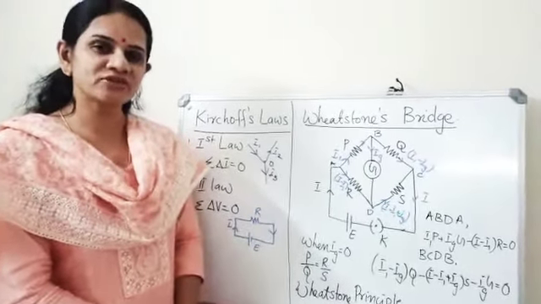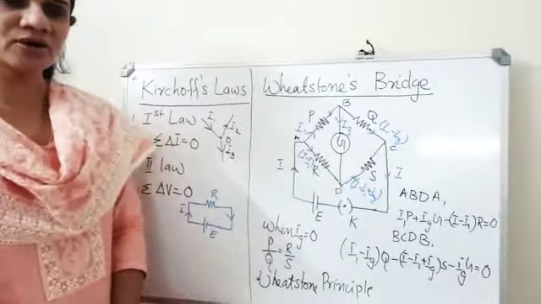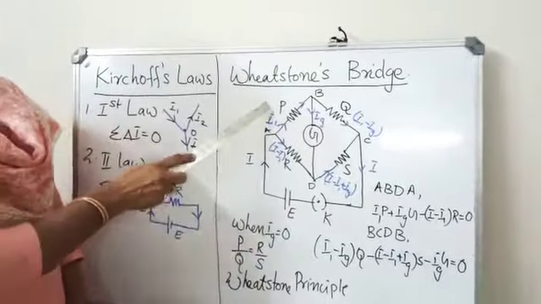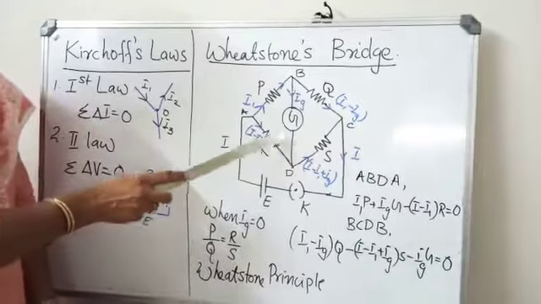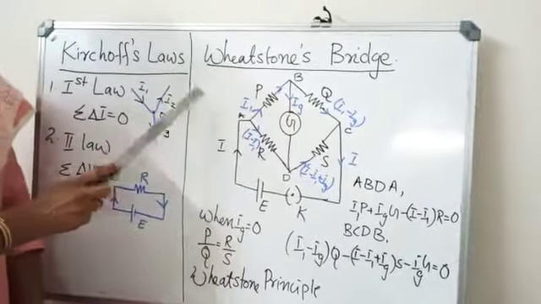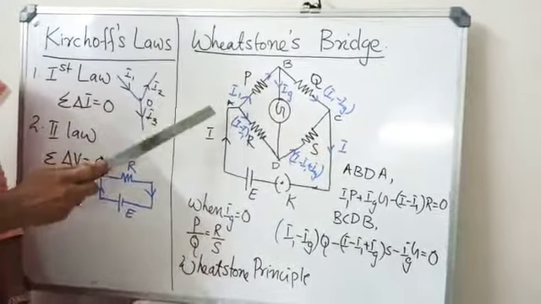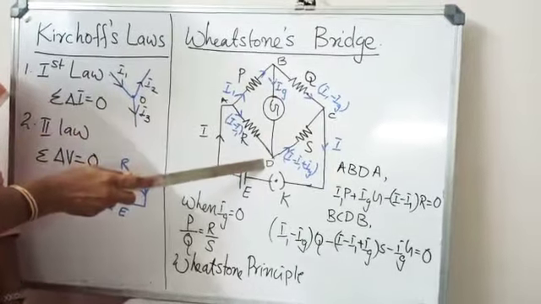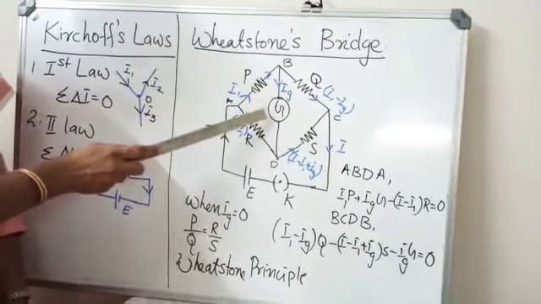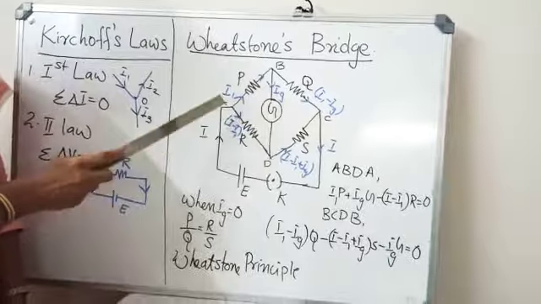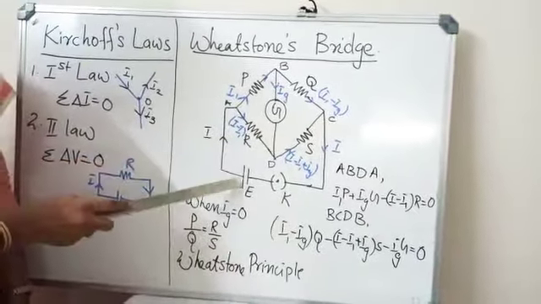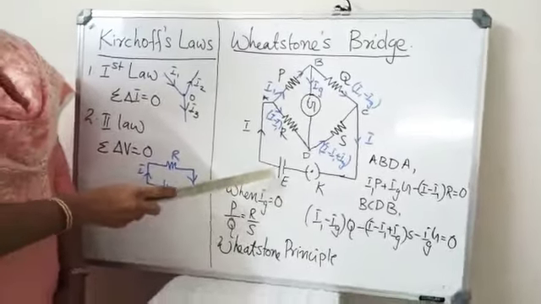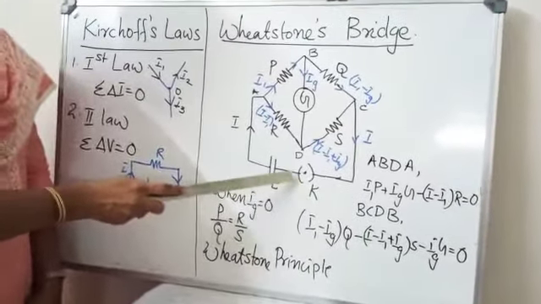You know what is a Wheatstone bridge? It consists of 4 resistors P, Q, R and S connected as shown in the figure. Across the junctions B and D, a galvanometer of resistance G is connected, and across the junctions A and C, a cell of EMF E and a key is connected.